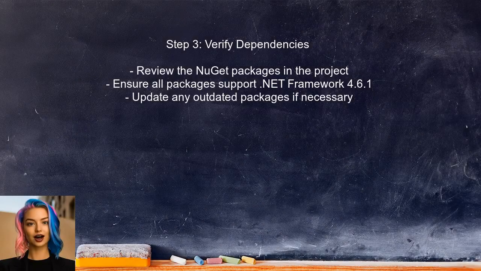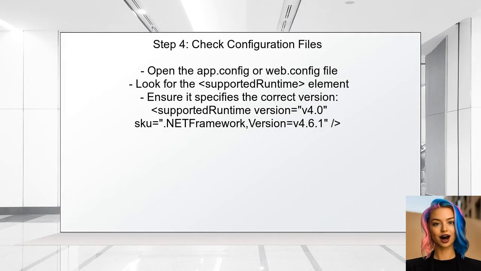Next, the user should verify that all dependencies and libraries used in the application are compatible with .NET Framework 4.6.1. This can prevent version conflicts. Finally, if the application still prompts for installation, the user may need to check for any application configuration files that might be overriding the target framework settings.